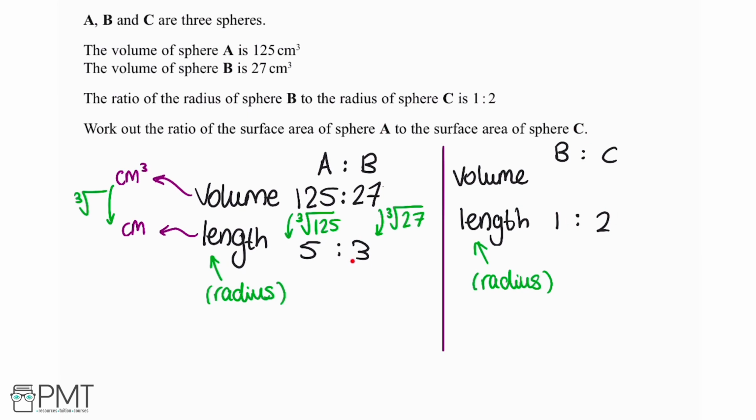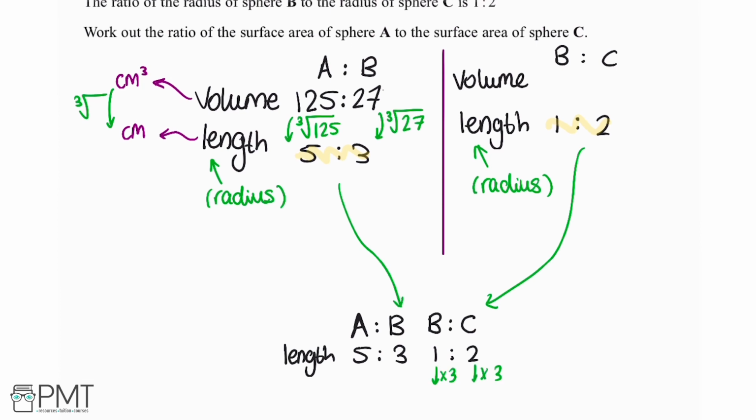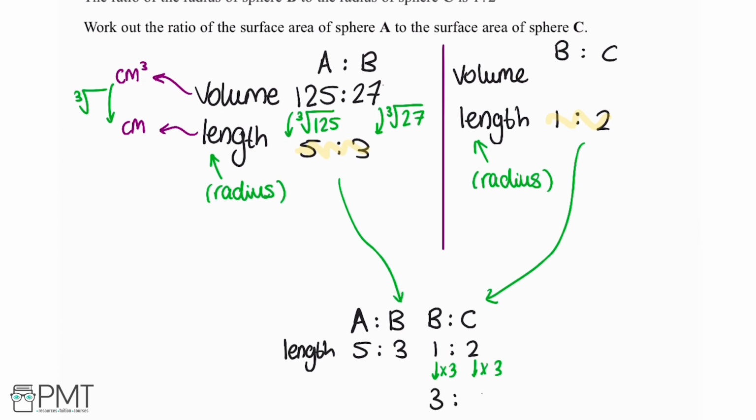So we need to get B to have a common value. How can I make B the same? Well, how do I get from 1 to 3? I'll multiply by 3. So to keep the ratio equivalent, we need to do the same to B here and C here. I'm going to multiply the 1 by 3 and the 2 by 3, giving me the ratio of 3 to 6. So this is completely equivalent to this, because we've just multiplied everything by 3. And I can keep this the same. So I'm just going to bring down 5 and 3 here.